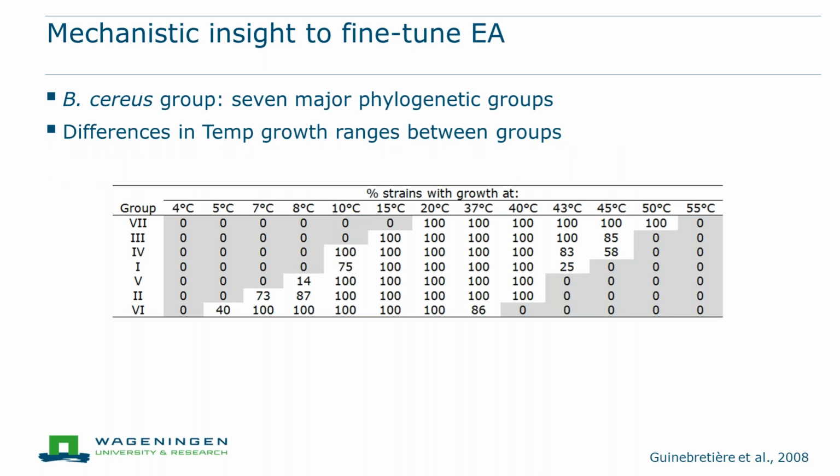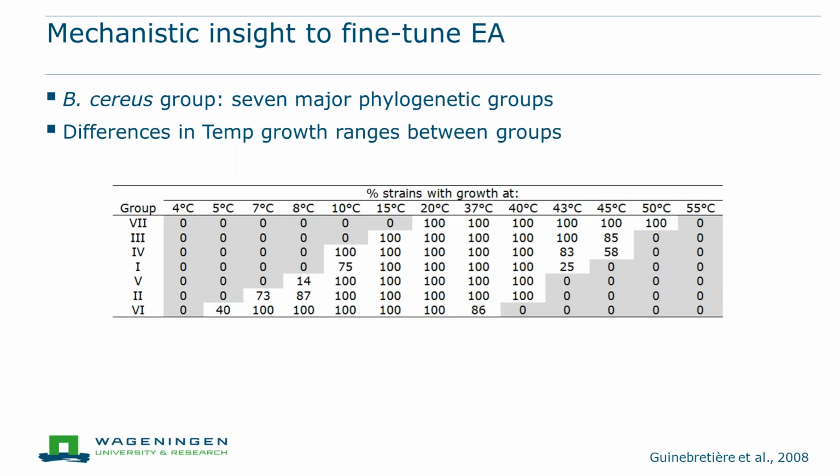And how could this work? I would like to explain this by using Bacillus cereus as an example. The Bacillus cereus group is a large and very diverse group, and based on genetic signatures like cold shock proteins, 7 groups could be assigned. So based on genetic biomarkers, the group division is made. To fine-tune an exposure assessment, then the data is needed for all these 7 groups.